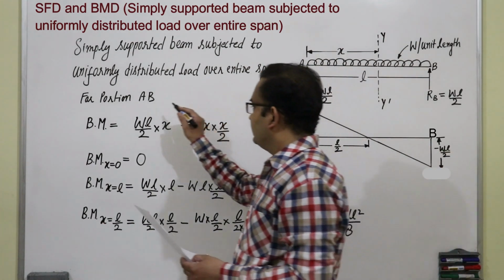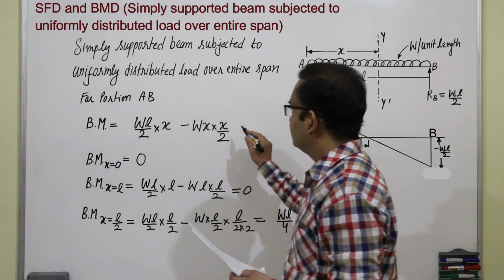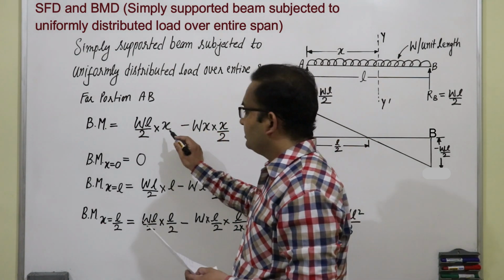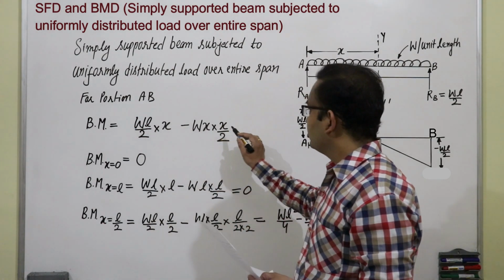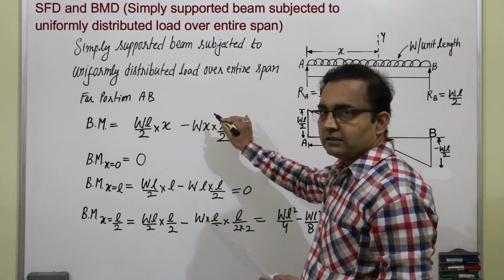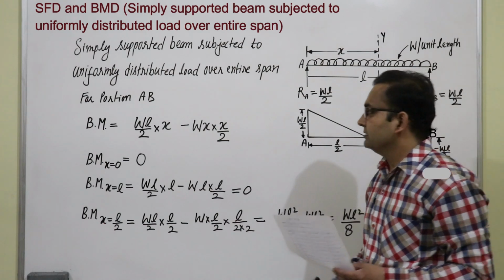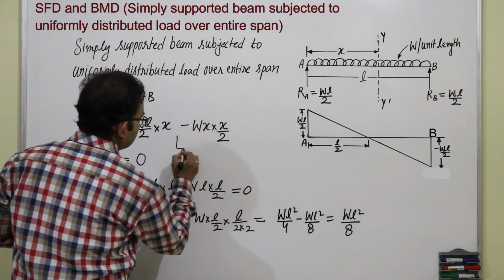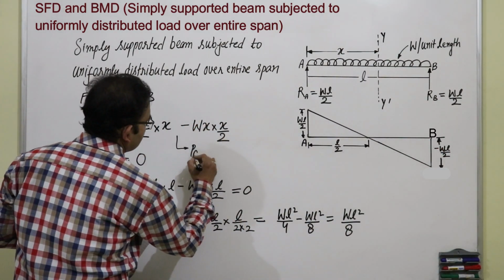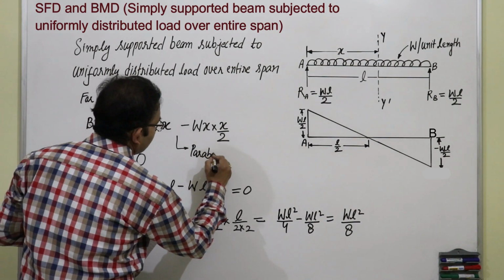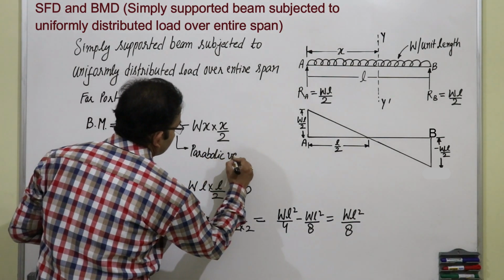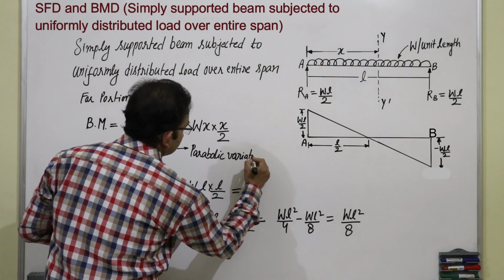And we can see here in this equation W L by 2 into x minus W x into x by 2, it is coming here x square. So, it is a parabolic variation.